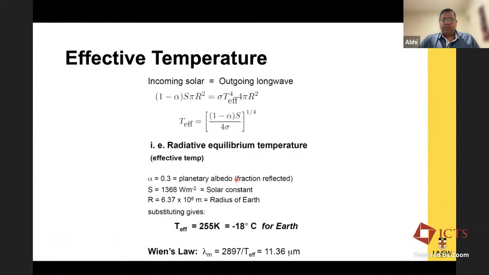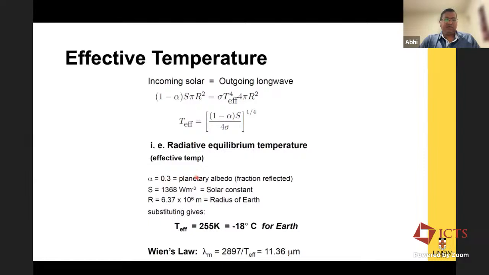Once we put that together, you can see that the incoming solar radiation is balanced by the outgoing longwave radiation, where we define the effective temperature at which the outgoing longwave is emitted. Once we rearrange this formula, we have the equation for the effective temperature, which is basically governed by the albedo and the solar constant. Now this is, as I said, the radiative equilibrium temperature, or the effective temperature, and we can plug in the numbers for albedo.